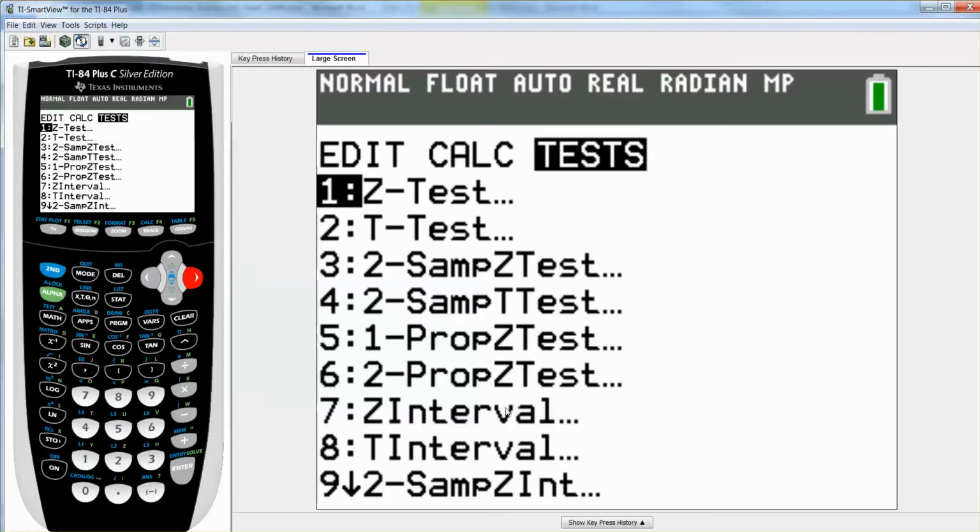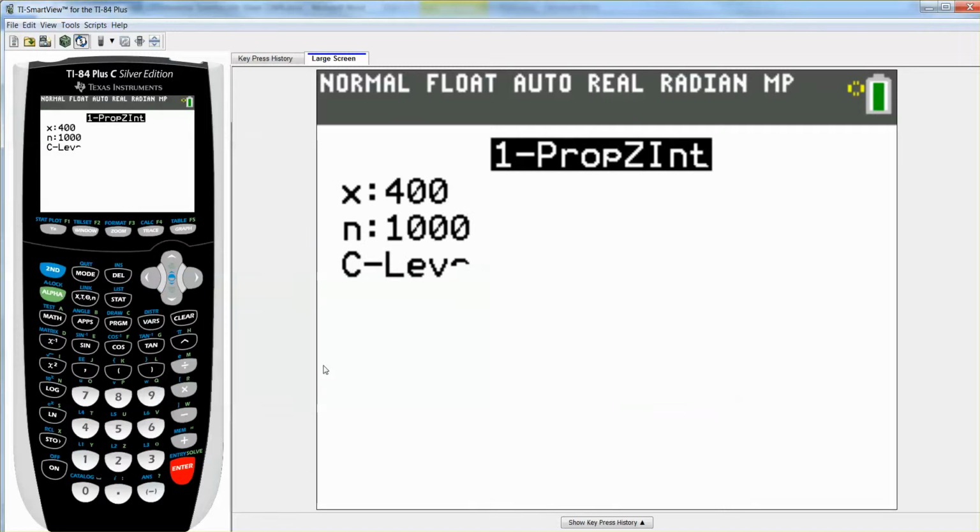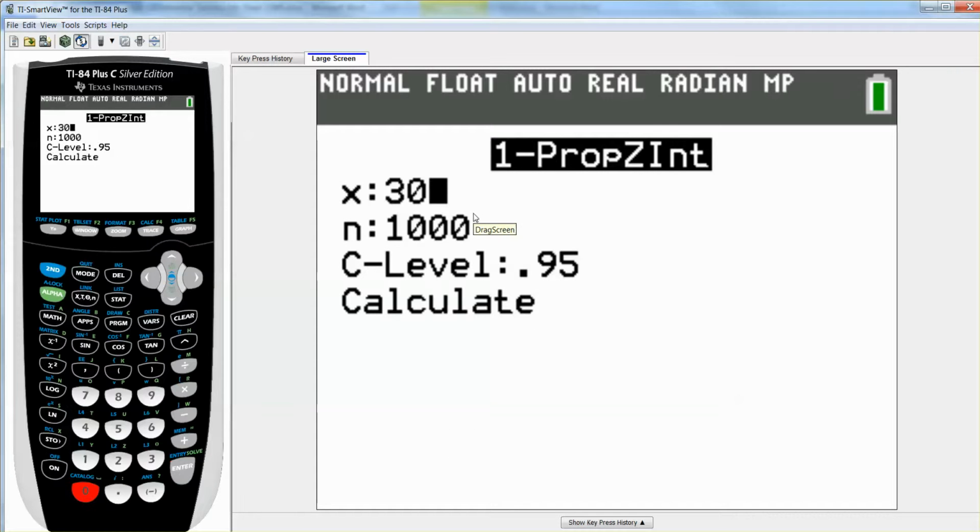This is where we're going to be for the majority of chapters 9, 10, 11, and 12. And you want to scroll down and look for one prop z int, int. Don't look at the tests yet. Tests is chapter 10. You want to look for one prop z int, and there it is. It's letter A for me. So I'm going to grab that, and I'm going to tell it x, which we said was 30, n is 120, and my confidence level, my C level, is 0.95.